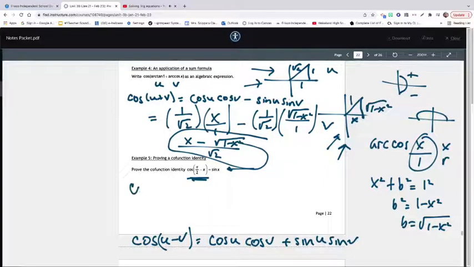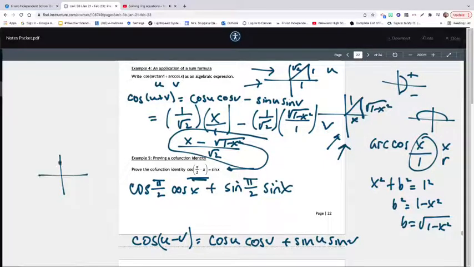Okay, so we're going to plug that in. Cosine of pi over 2 cosine of x plus sine pi over 2 sine x. Okay, remember at pi over 2, we have the ordered pair 0, 1. So cosine is 0, and sine is 1. So this just goes away, and we're just left with sine x. So we verified that that's the same thing.